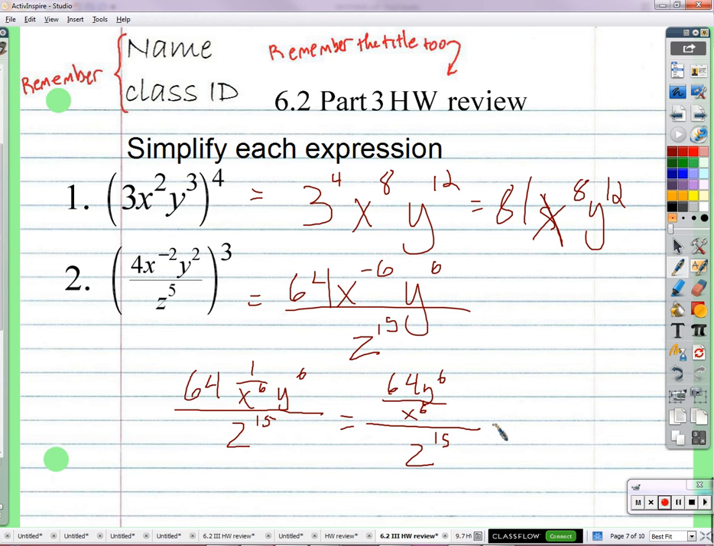So you have to do the reciprocal of that, which is 1 over that. So we have 64 y to the 6th over x to the 6th, right? Multiplied by 1 over z to the 15th, which then eventually looks like that, right? I got z to the 15th on top. When we multiply by the reciprocal of this, this is z to the 15th, so the reciprocal of z to the 15th is 1 over z to the 15th. Okay. Holly?